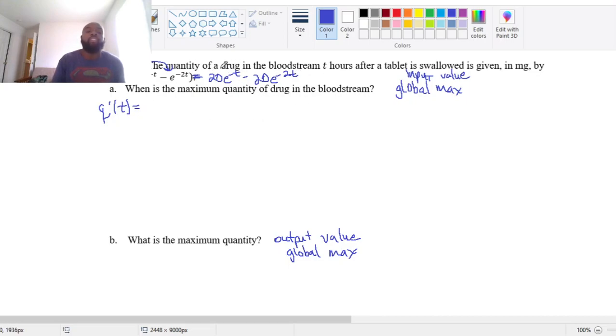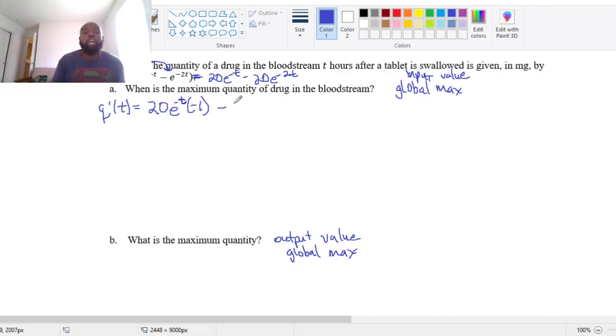So let's take the derivative of 20 e to the -t, right? This requires the chain rule because that's not just a t, that's a -t, right? So my 20 is a constant multiple. The derivative of the outside will be e to the whatever power you have, but you have to multiply that by the derivative of your inside, which is -1. So that derivative of this first term is 20 e to the -t times -1.